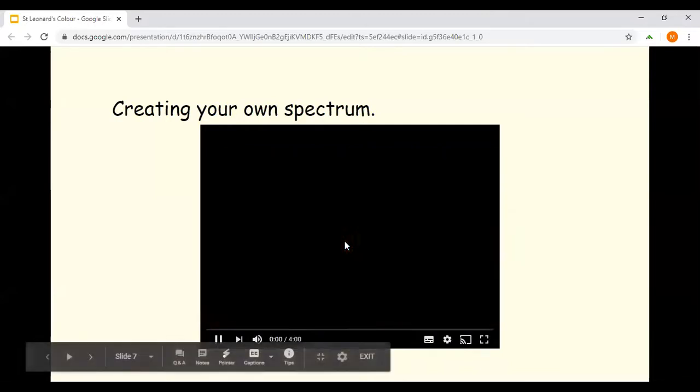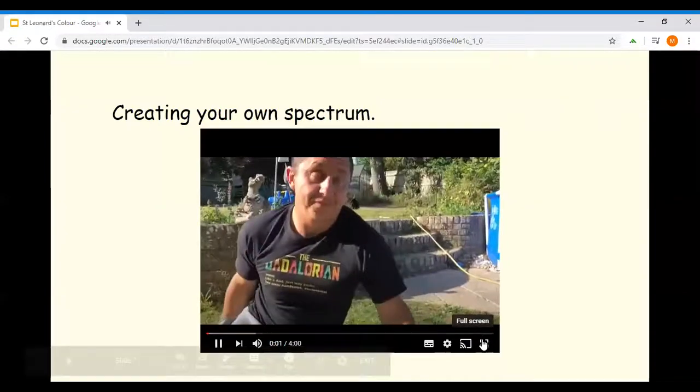Here we go. Okay, Year 8. So we're carrying on looking at waves. Now, we've spoken about the two main types of waves that we'll encounter, and that's longitudinal and transverse. And we've also decided that light tends to be a transverse wave, whereas sound is a longitudinal wave.